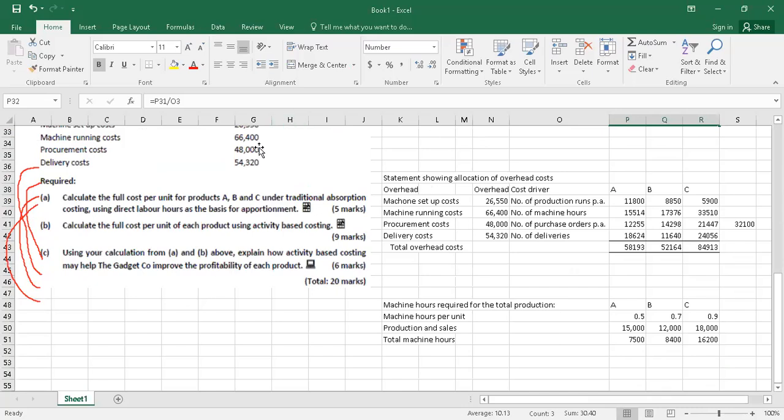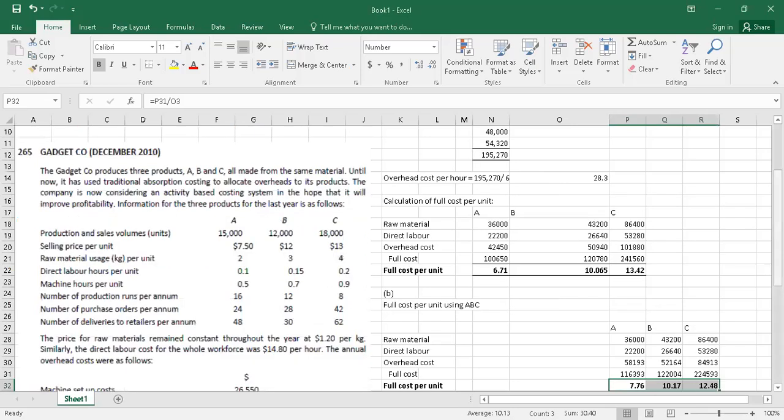using your calculation from A and B above, explain how activity based costing may help the gadget company improve profitability of each product. So how can the profitability of each product be improved? So that's a 6 marks question. How do we address this one?